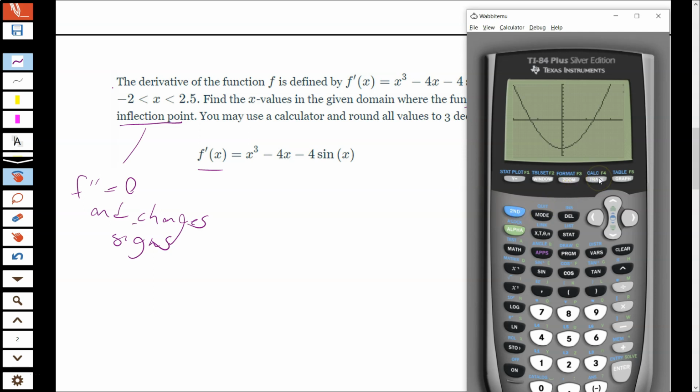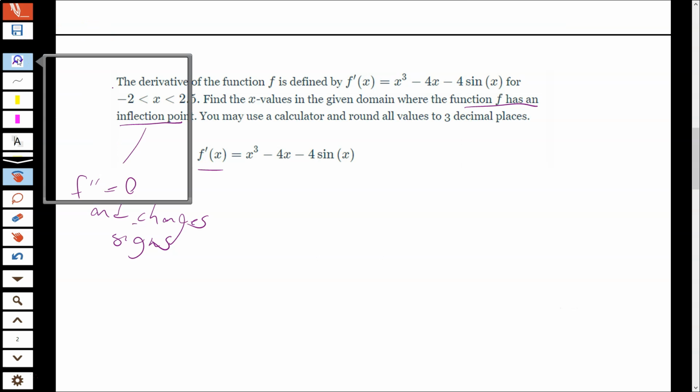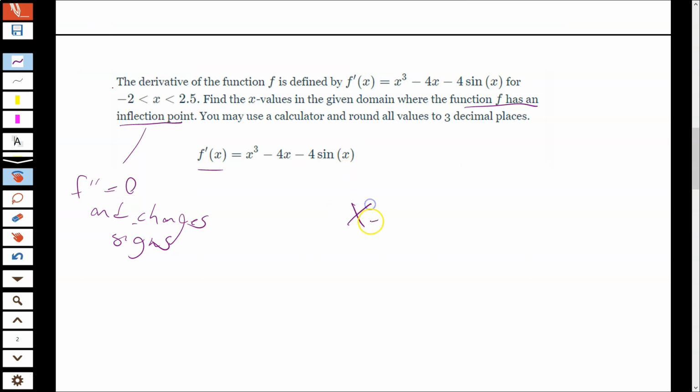So I'm going to do the same thing as I did before. So second calc 0, left bound, right bound, so we'll pick one. We'll start with the right one. Enter, enter, enter again. And we'll round to 3 decimal points. So I'm going to say that that is at x equals 1.300. And you can just write 1.3 in the AP exam.